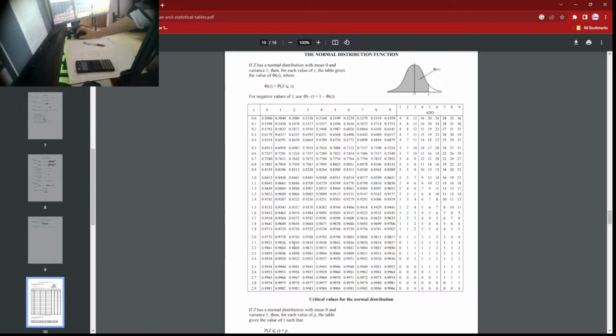Which gives us 0.9869. So that will be 1 minus 0.9869. That gives us 0.0131. There we go. Moving on.